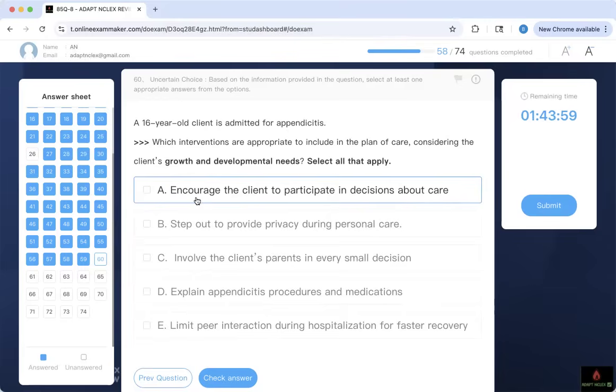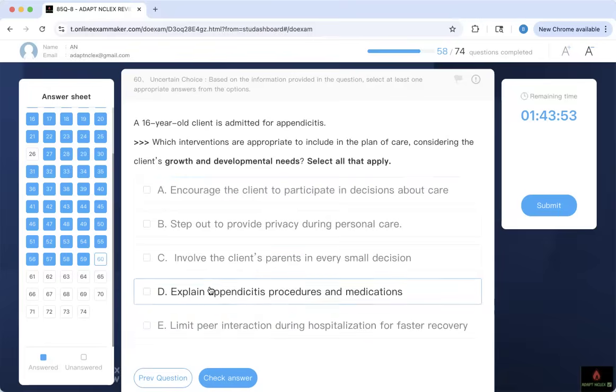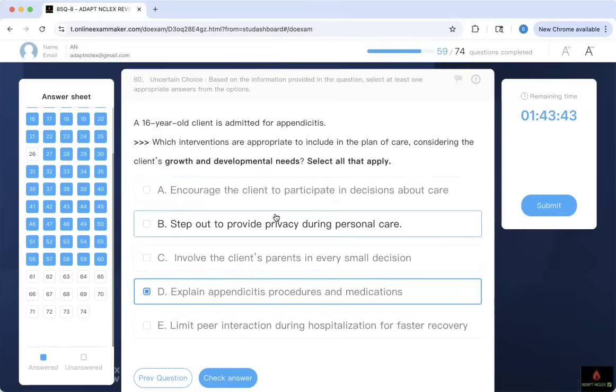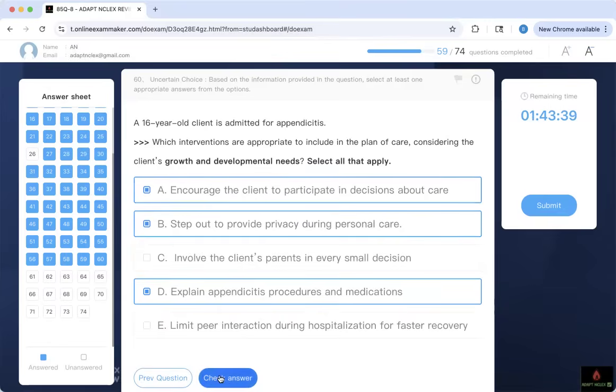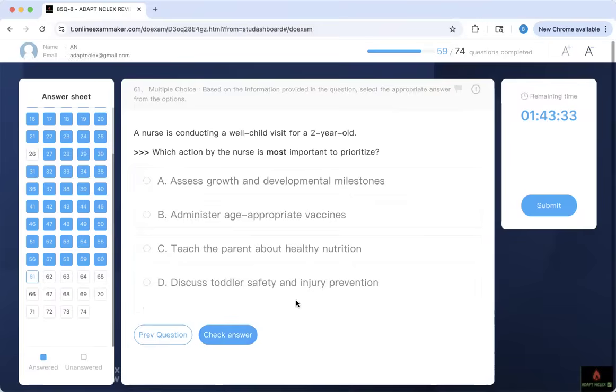But I can tell you, you should not limit interaction because adolescents like to be among their friends. Wrong answer. Be honest, explain everything. They want to know in detail. Parents, don't include them in every little decision. Provide some privacy and let them participate in their care. That's what you do for adolescents because of autonomy, self-esteem, and all those things.